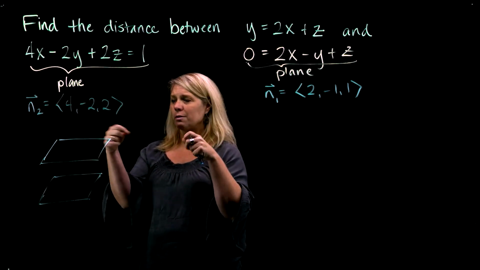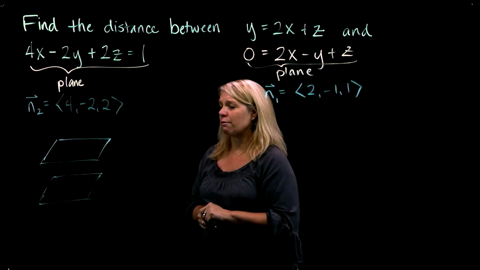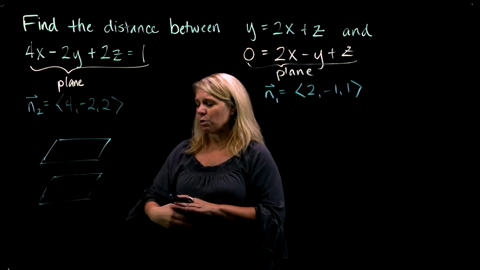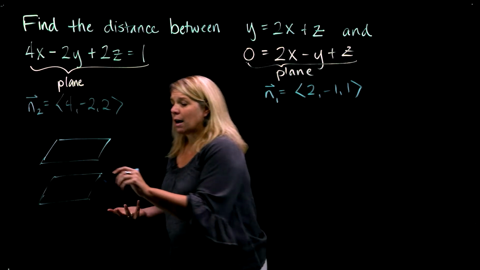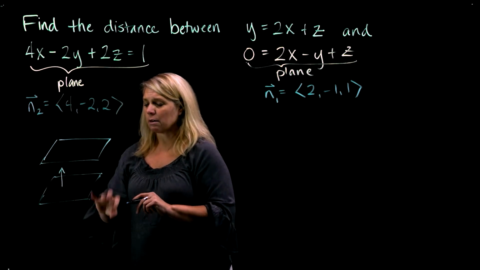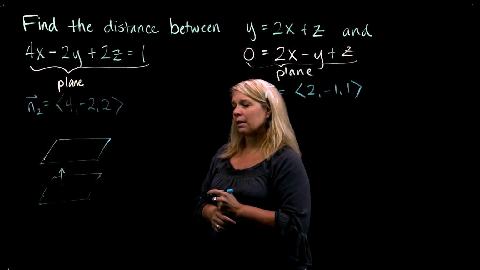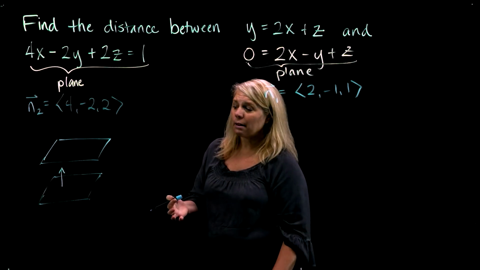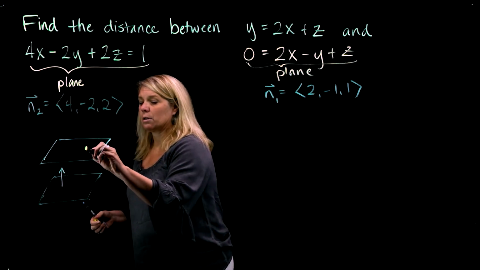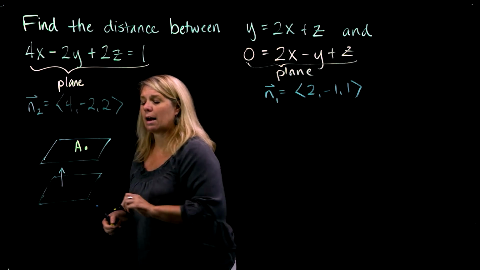They're scalar multiples of each other, so they're in the same direction, just different lengths. And what I want to find is the distance between those two planes. All right, so I've got vectors perpendicular to either plane. I could move that around and it would be perpendicular to that plane. I can easily find a point on either plane. I'm just going to put a point here and call that A.